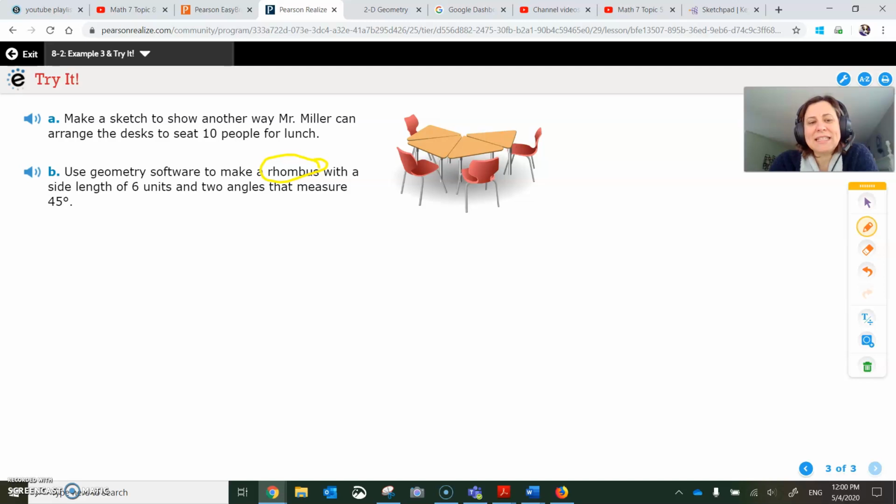We want the sides to be 6 units and 2 of the angles to be 45 degrees. So my guess is it's going to end up looking like, whoops, not like that. It's going to end up looking like this a little bit, where all 4 of these sides are 6 units, and this angle here and here are both 45 degrees. But we're supposed to use geometry software to do that, and it's not easy. So you bear with me, I'll bear with you.